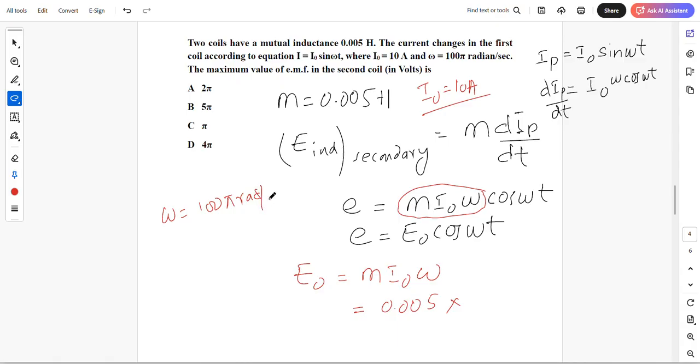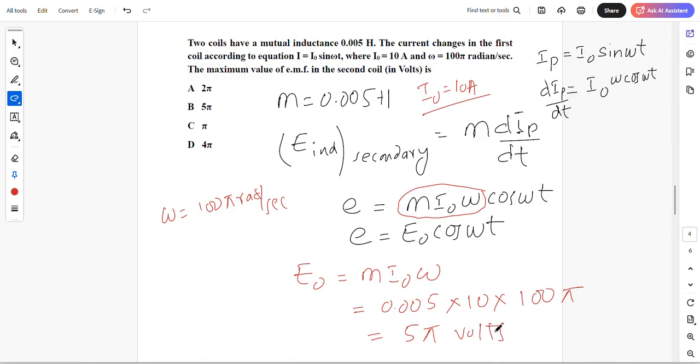You did not write it, but I am writing here to make you understand. I naught is 10, into omega, which is 100 into pi. See, the answer they have given is in the form of pi. So 0.005 into 10 into 100, and this will be 5 pi. What is the unit? Unit is volts.